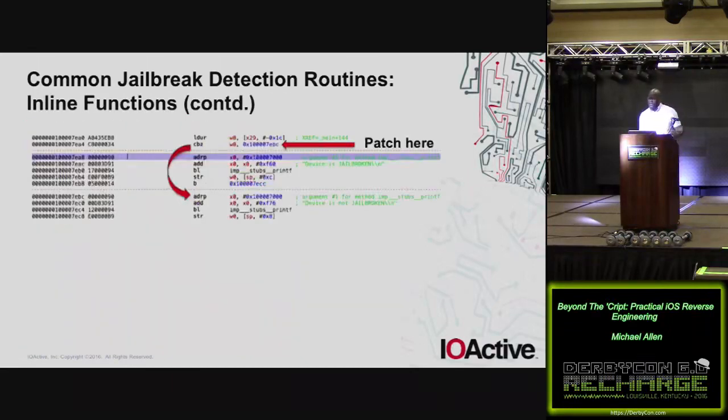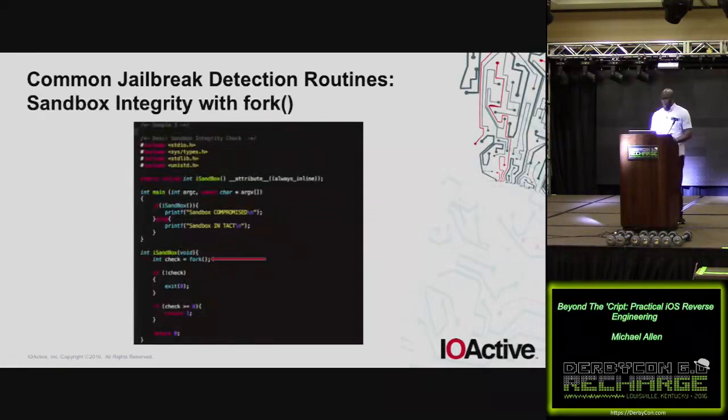But again, usually there is some comparison. And so if you can find a comparison and update the register, and again here, we're seeing a comparison of W8 against some value, and based on the result, a particular branch is taken. All we need to do is update this command.